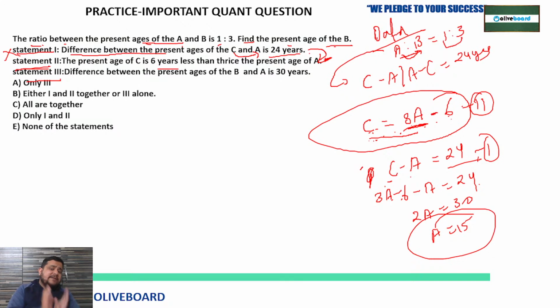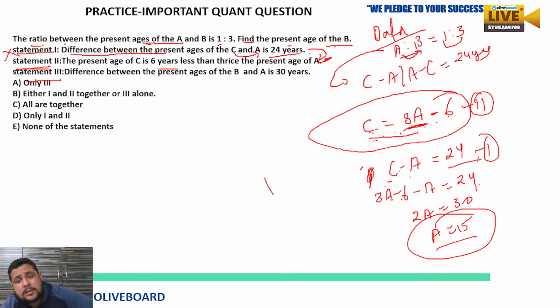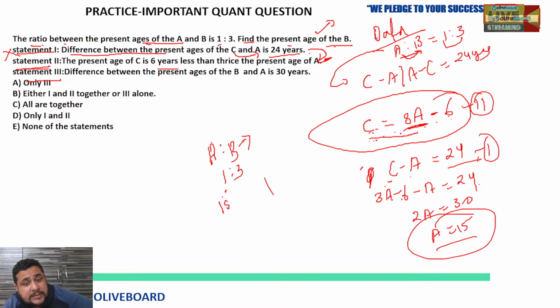So already we are getting the age of A here, or not? Yes, we are getting the age of A, that is 15. And you will say, no, but they are asking the age of B. So we have the ratio of A and B, or not? Yes. A is to B is 1 is to 3. So A's age is 15, so 3 times 15 is what? 45. So B's age is 45. Yes, we are able to solve by the help of first and second together.